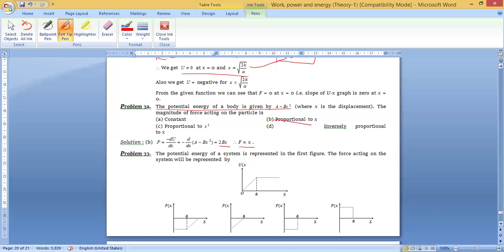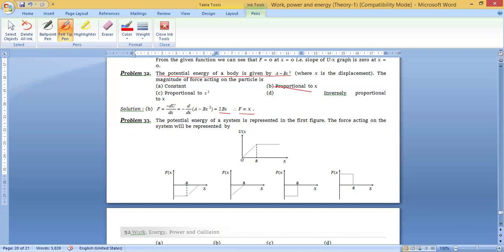Next, the potential energy of a system is represented in the first figure. U versus X graph is given. The force acting on the system will be represented by? So its slope, F equal to minus dU/dx, we know. Its slope is positive, so F will be negative, so this will not come. F is negative in all three, this will not come either. Okay, because dU/dx is constant, F will be constant, so graph A and graph A will come.